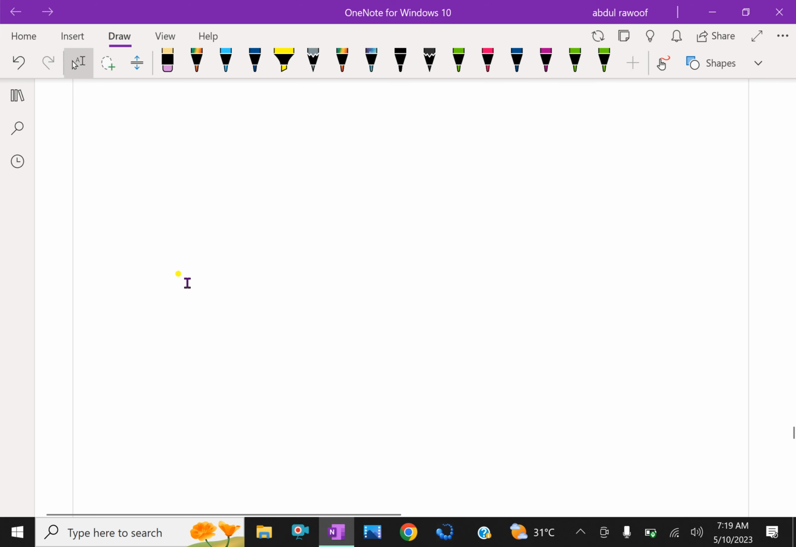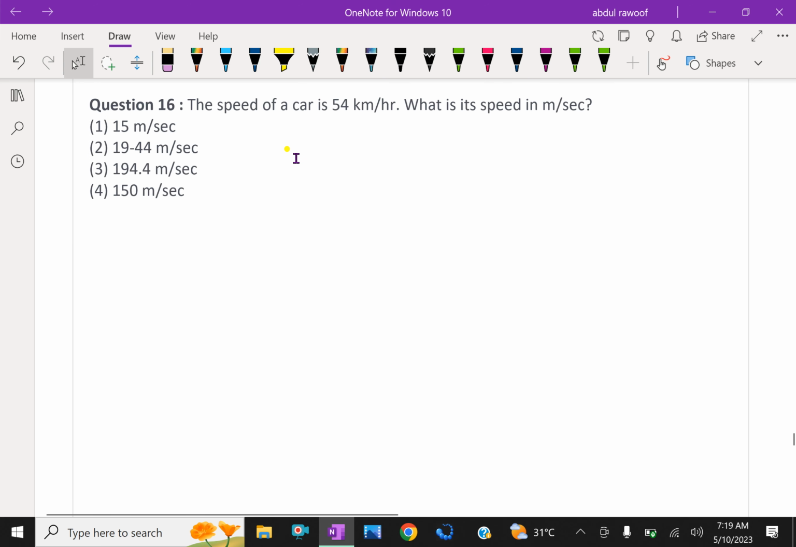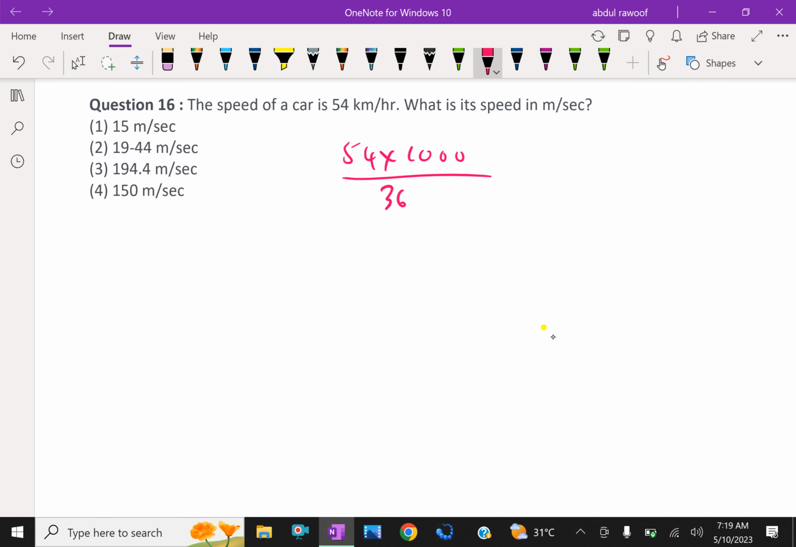Question number 16. The speed of the car is 54 km per hour. What is the speed in meter per second? It's simple. 54 into 1000 meter divided by 3600 seconds, which is equal to 15 meter per second.